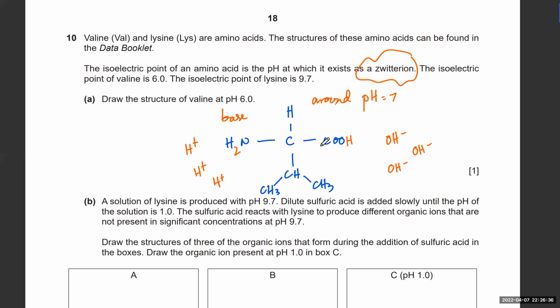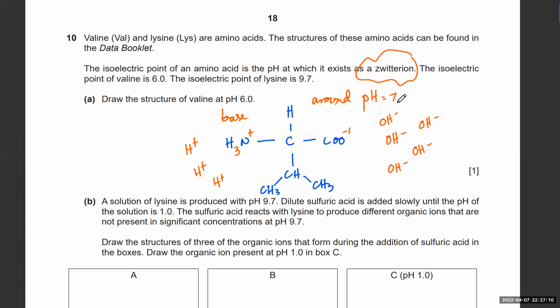Sometimes what will happen is we want the NH2 to gain H plus 1. So maybe it's a strong base and it very easily gains H plus 1 ions and turns into NH3 plus 1. But I want the other one to lose H plus 1 ions, and maybe that one is a weak acid. So I would have to make the solution slightly more alkaline, adding more OH minus ions so that it's able to lose the H plus 1 ions, and it would become negatively charged.